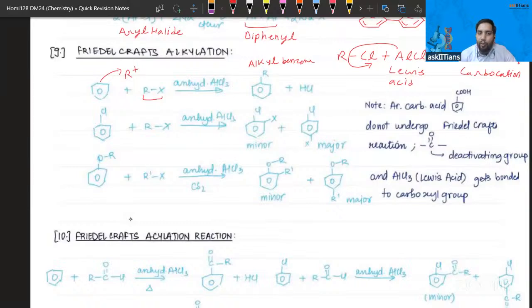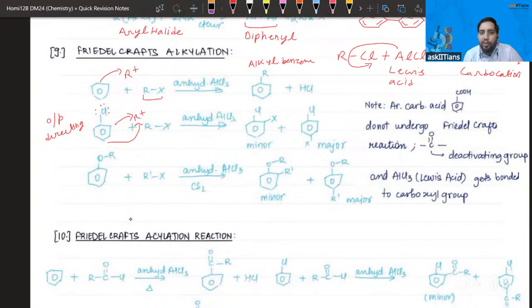If we are having chlorobenzene, we should know the Cl group consists of lone pairs, due to which it acts as ortho para directing. What is the meaning of ortho para directing? That means it gives the direction to the electrophile so that the electrophile can attack on the ortho and para positions, by providing the negative charge at the ortho and para positions.